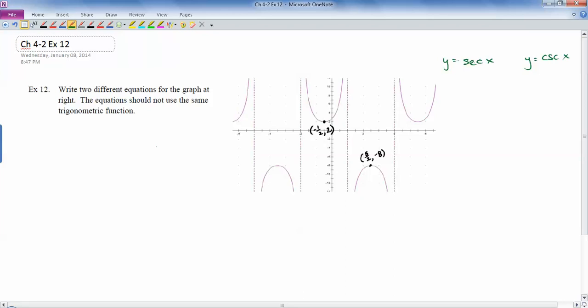So let's take a look at one of these two. Let's just take a look at secant x first. We're going to treat the parent function as y equals secant x, and then we're going to try and figure out what that turns into. In order to do that, we need to figure out what our vertical stretch, our vertical shift, our horizontal shrink or stretch, and the horizontal shift are. So that's what we're trying to tackle here.